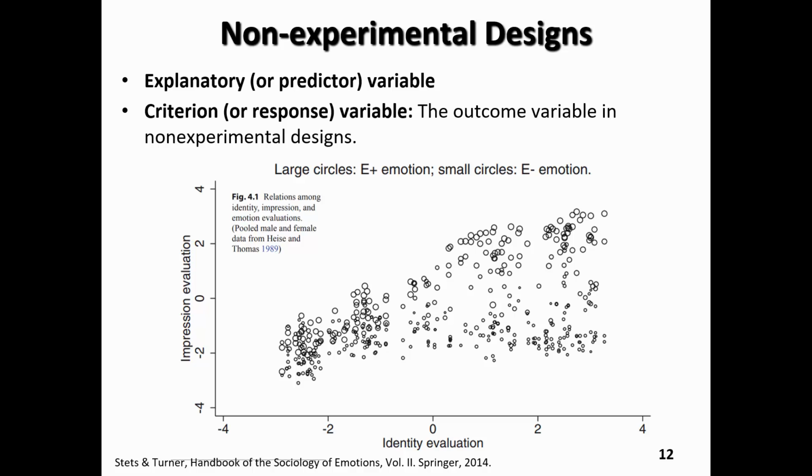And the outcome is what we refer to as the criterion or the response variable. To draw a comparison to slide number 11, the criterion variable would be analogous to the dependent variable, and the explanatory or predictor variable would be analogous to the independent variable.